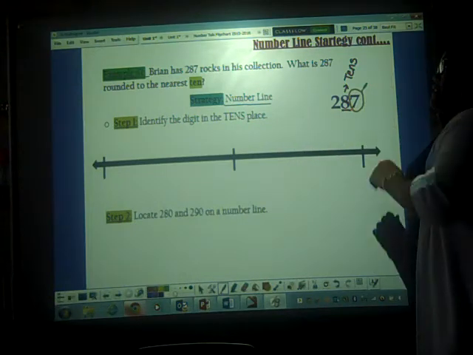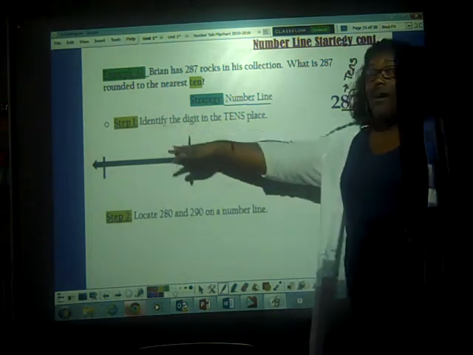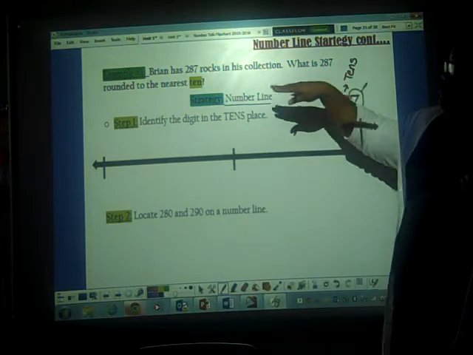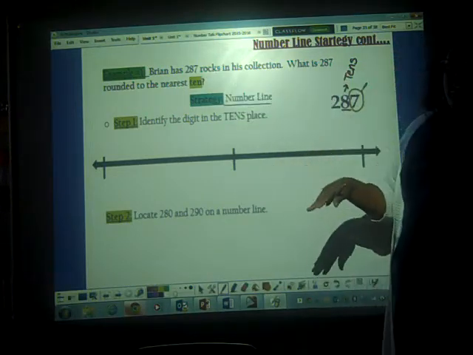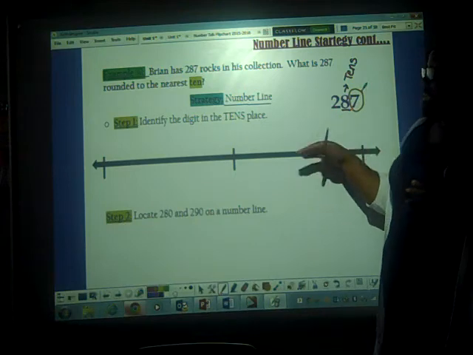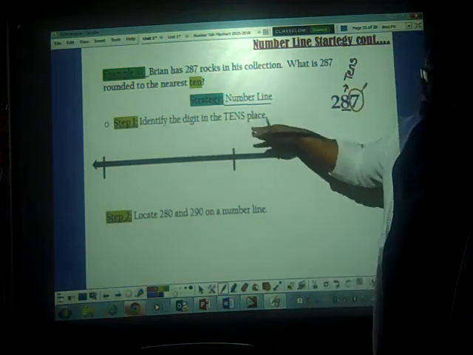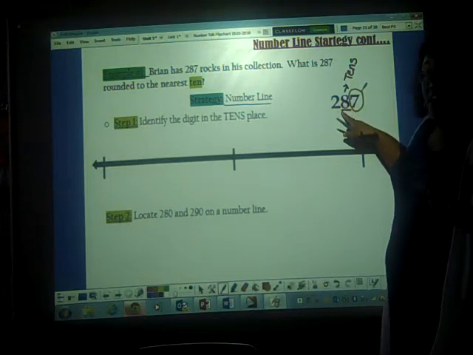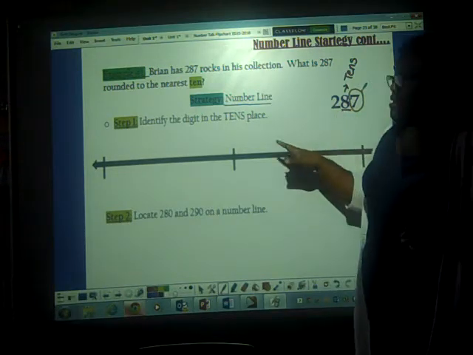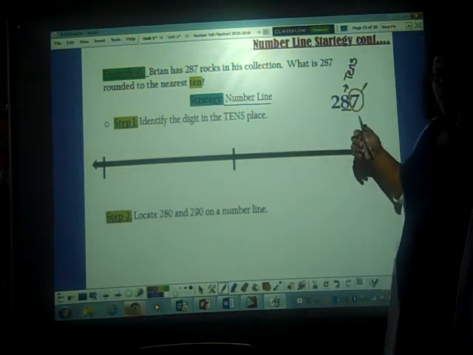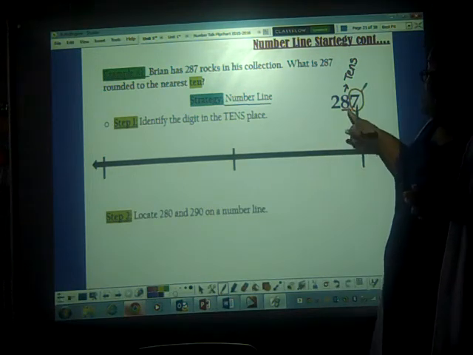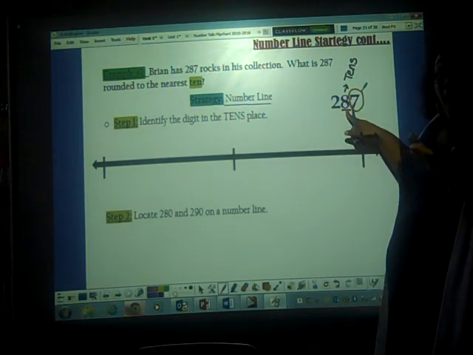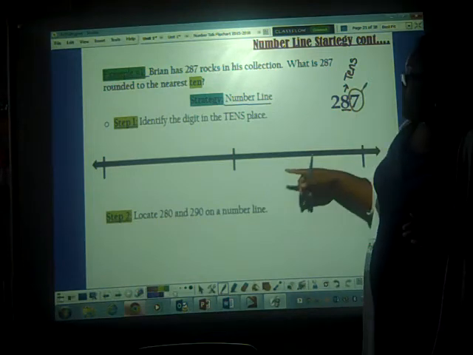But we're still going to do this just to give us a notation of what we're going to be getting into next. So our step 1 in identifying what 287 is rounded to after the nearest 10 is to identify the digit in the tens place. We did that. The digit in the tens place is the 8. The value of this 8 is 80. Because 8 times 10, why are we multiplying 8 by 10? Because 8 is in the tens place. So the value of this 8 is 80.